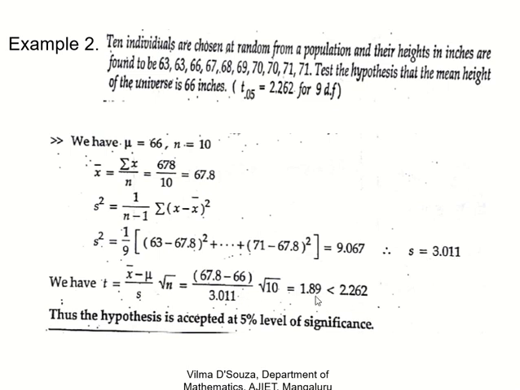That is equal to 1.89, which is less than the given tabular value. The calculated value of t is less than the given value of t 0.05. So what can you say? The hypothesis is accepted at 5% level of significance.